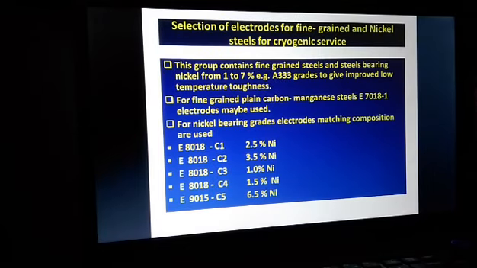Selection of electrode for fine grain and nickel steel for cryogenic service. The group contains fine grain steel and steel bearing nickel from 1 to 7%, like A333 grade, to give improved low temperature toughness. For fine grain plain carbon manganese steel, E7018-1 electrode may be used. For nickel bearing grades, electrodes of matching composition are used.